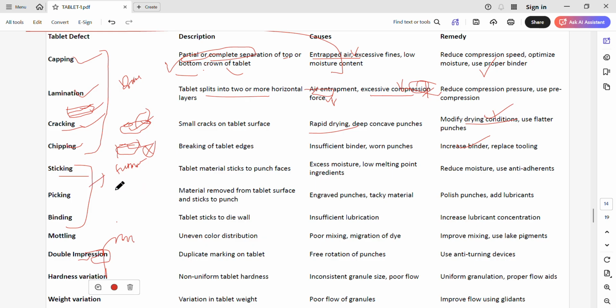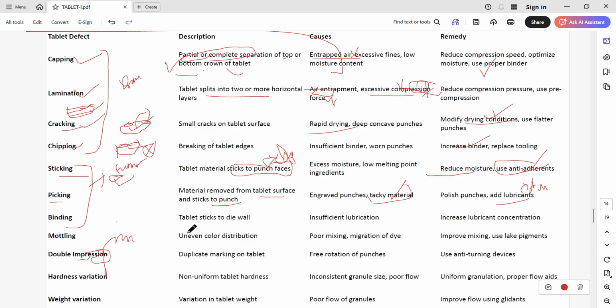Sticking: the tablet sticks when there is excessive moisture and the tablet is not properly dried. The tablet sticks to the punch face or the die. So we reduce the moisture and use an anti-adherent. Picking: when the tablet is removed, the surface sticks to the punch. It is also caused by sticky material. To reduce the friction, add a lubricant.